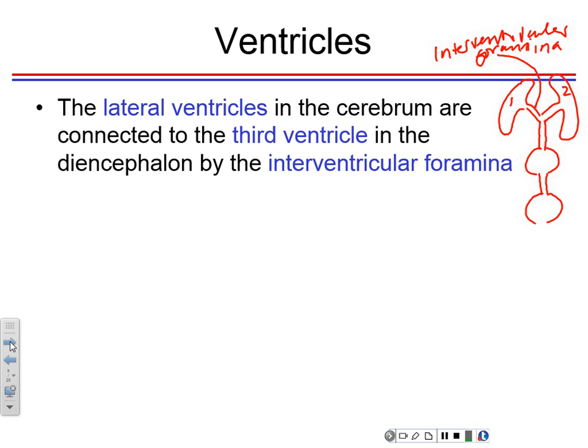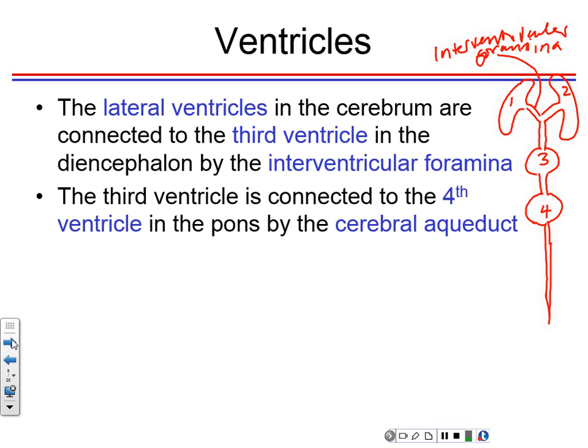So 1, 2, 3, 4. And this is the central canal of the spinal cord, right? So the third ventricle follows here from the interventricular foramina. The interventricular foramina just join those three together like that.